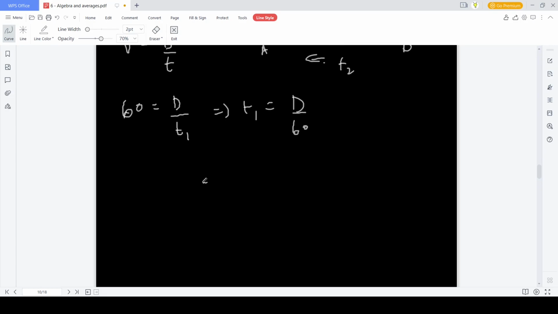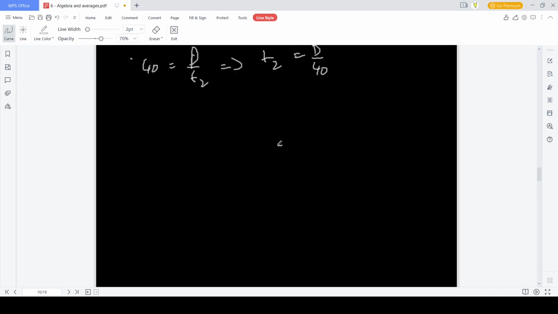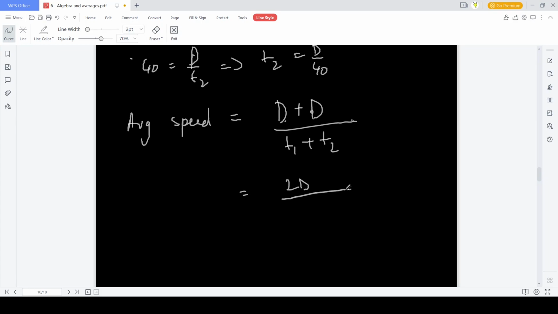Similarly, the second speed is 40 kilometer per hour. So 40 is equal to D by T2, which implies that T2 is equal to D by 40. Now if I have the two times, average speed across the whole trip is nothing but the distance on the first part, that is D, plus distance while coming back, which is D only, by T1 plus T2. That is 2D by T1, which is D by 60, plus T2, which is D by 40.